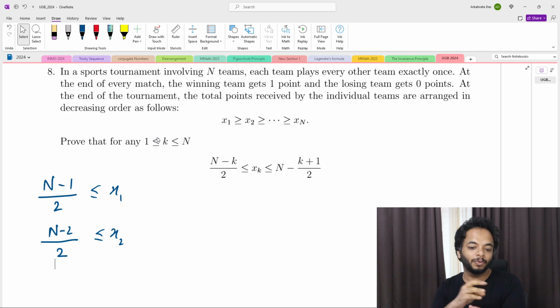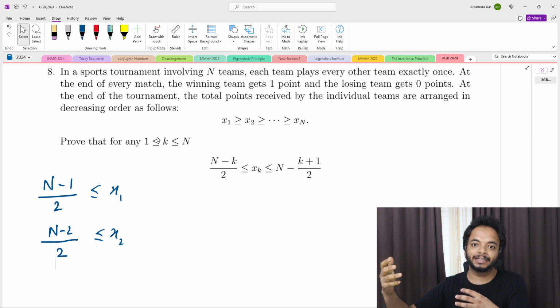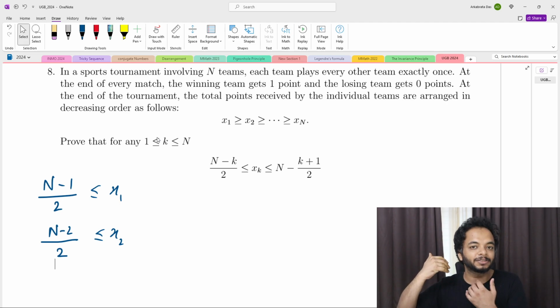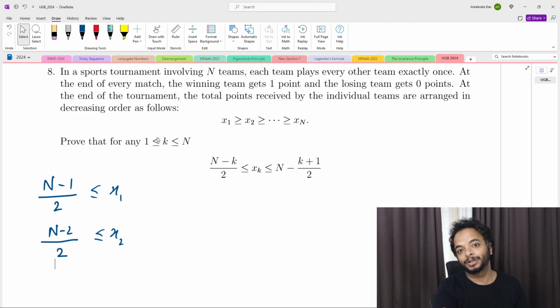What does this inequality denote? Let's just concentrate on x1, the maximum number of wins. What could be the minimum value of it, and what could be the maximum value of it? As you can see, the maximum value is when the team has won all the matches. If you put k equals 1, you can see that it comes out to be n minus 1, and each team is playing n minus 1 games, so they have won all the games. That's the maximum. Now what could be the minimum? It's saying that the minimum is (n minus 1) by 2. Now the question is why?